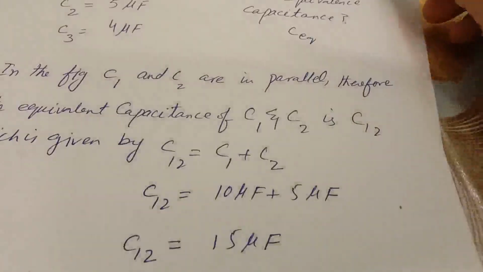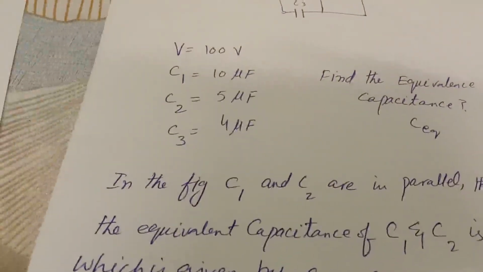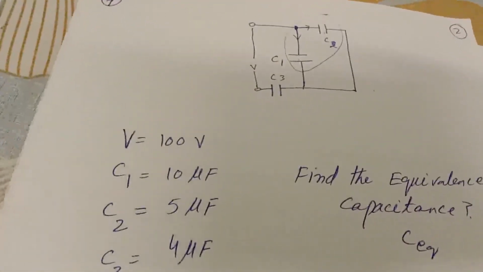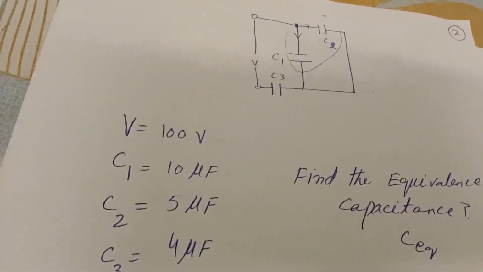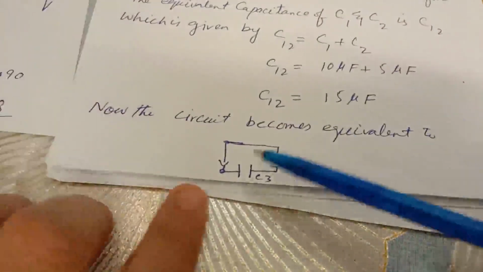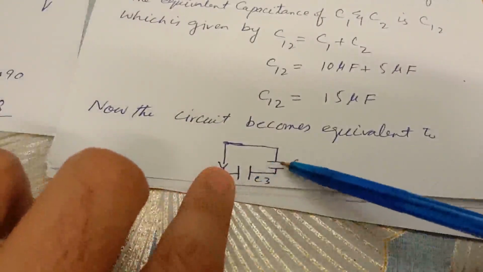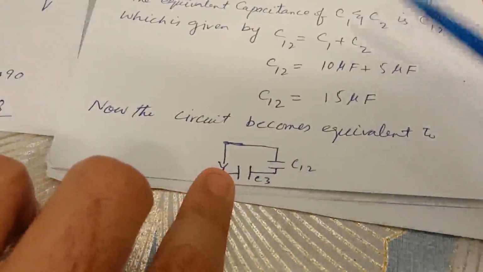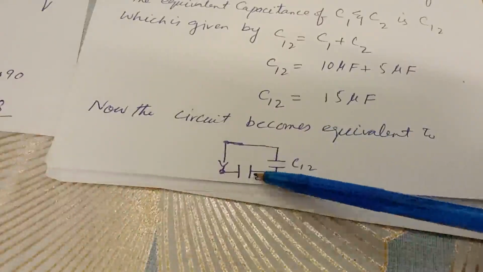So these two capacitors C1 and C2 can be replaced by a single capacitor whose capacitance is 15 microfarad. Then our circuit is simplified like that. That is C3 as usual. C12 is the equivalent capacitor having the equivalent capacitance of C1 and C2. So now this is the simplified circuit.